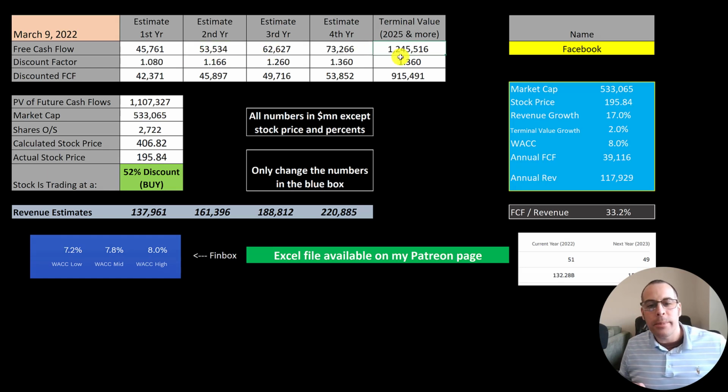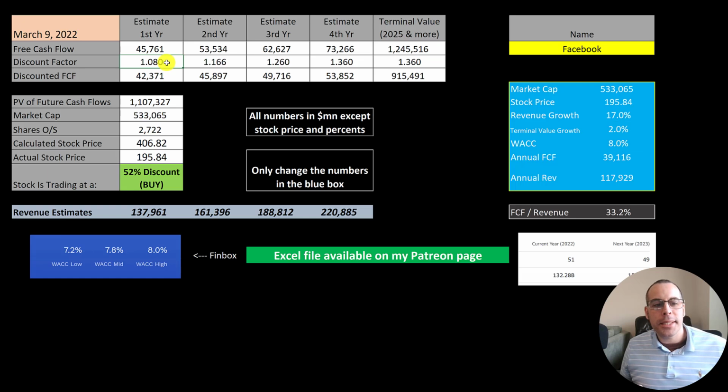To calculate the terminal value, you take the last free cash flow annual estimate, that's 73 billion. You multiply that by 1 plus the terminal growth rate, the 2%, and divide that by the WACC minus the terminal growth rate. So 8% minus 2%.